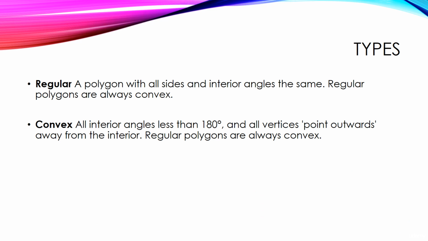Regular polygons are always convex. Convex polygons are the ones in which all interior angles are less than 180 degrees and all vertices point outwards away from the interior. The opposite of concave is convex. Regular polygons are always convex.